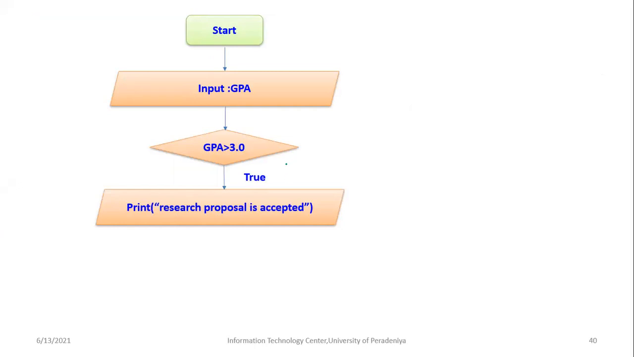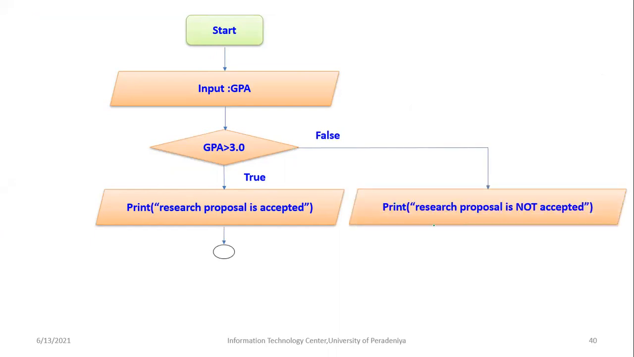Otherwise, if this is false, then we can say your research proposal is not accepted. Then we can come to the connector, and then end the program, end the algorithm.